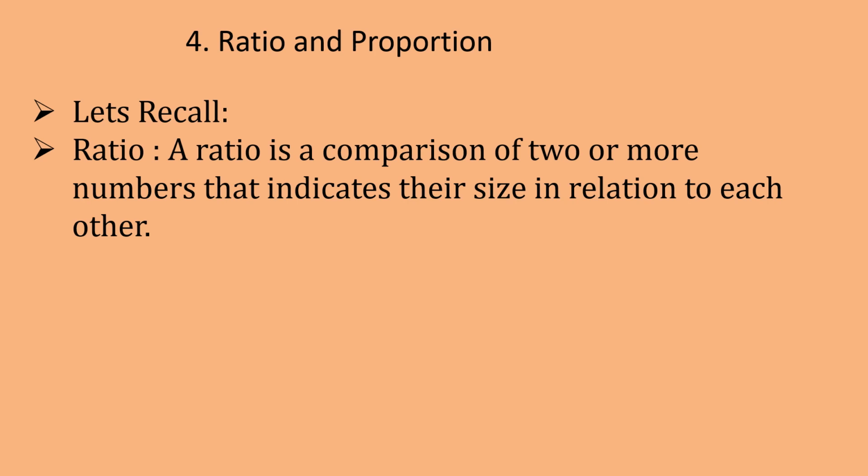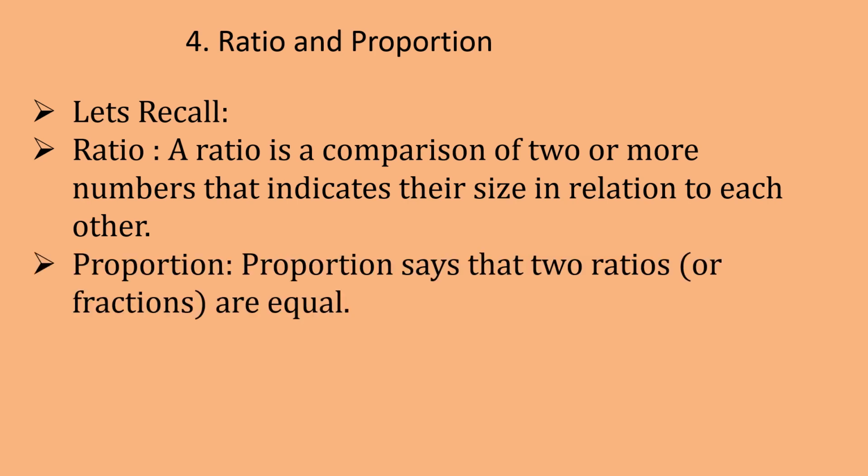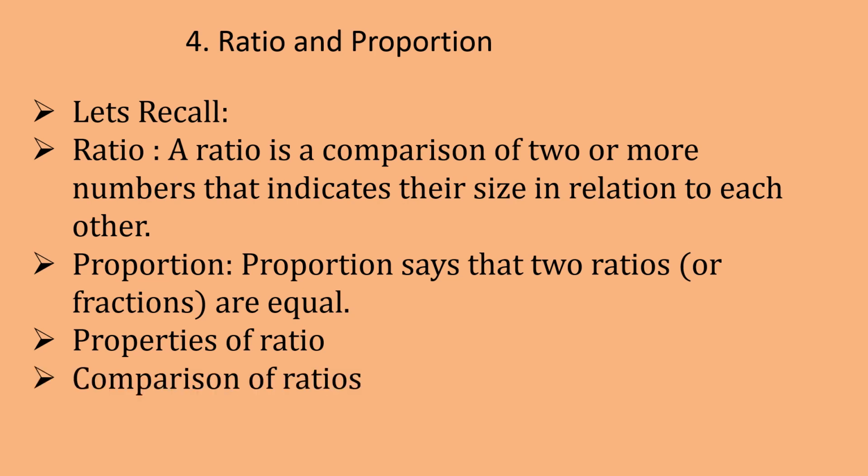We have gone through the definition of ratio. What is ratio? A ratio is a comparison of two or more numbers that indicates their size in relation to each other. And we have learnt about proportion. That is, proportion says that two ratios or fractions are equal. You have also done sums based on properties of ratios, and sums based on comparison of ratios.